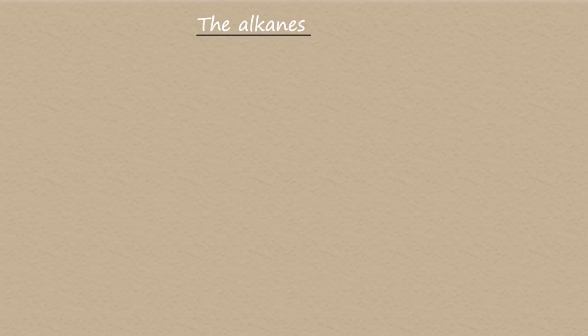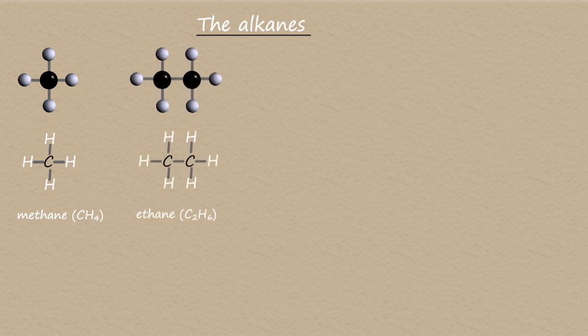The alkanes are a family or homologous series of hydrocarbons where the carbon atoms present in these molecules will all make 4 single covalent bonds. As we have seen, the first member of the alkane homologous series is methane, which contains 1 carbon atom and 4 hydrogen atoms, as shown. The next member of the alkane homologous series is ethane, which contains 2 carbon atoms and 6 hydrogen atoms.